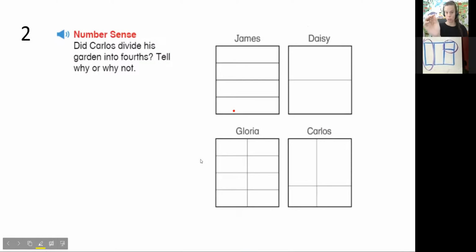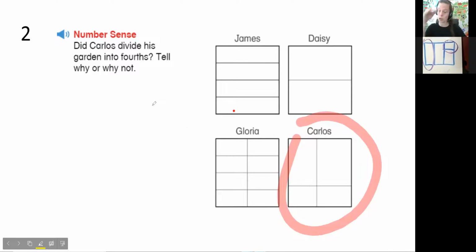All right, question number 2. Did Carlos divide his garden into fourths? Take a look at Carlos. Is this garden divided into fourths? 4 pieces. I mean, it's 4 pieces, but are they equal? Look at how big the top ones are and how small the little bottom ones are. Not equal, not fair.